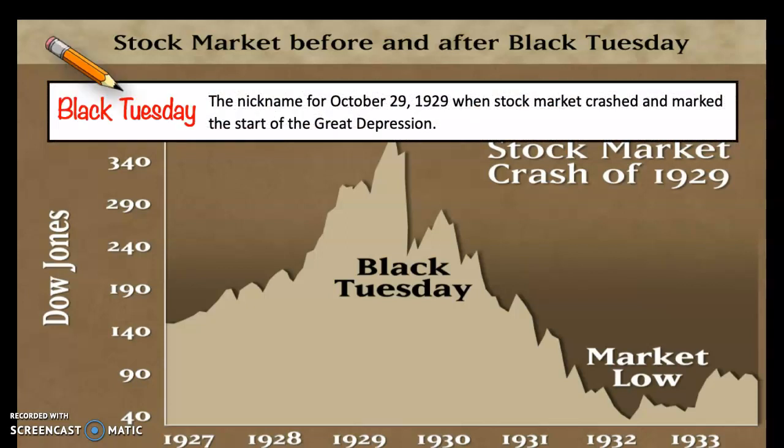In your notes on page 9, for Black Tuesday, that nickname for October 29th, 1929, that's when the stock market crashed and marked the start of the Great Depression. Now you can take your highlighter and choose two or three phrases that you think are key to this definition.